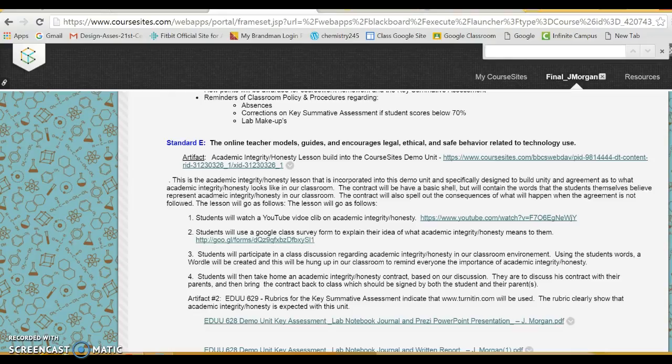And then students will take home an academic integrity honesty contract, and that will specifically be using the verbiage and the words that we have come up with as a class. And they'll discuss that with their parents and take it and get it signed and bring it back. So artifact number 2 itself is by giving them rubrics. Rubrics keep them attuned to safe behavior as far as technology goes. It talks about plagiarism, turnitin.com, and all this stuff is built into the rubric. So if that's built into a day-to-day basis for students, I think that's promoting and guiding and encouraging safe behavior with regards to technology.